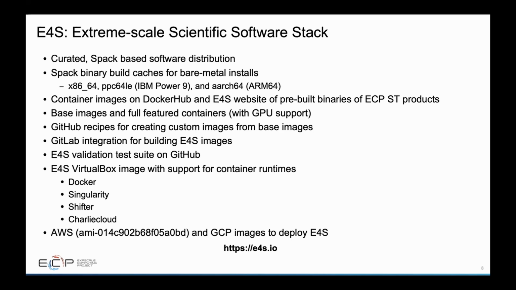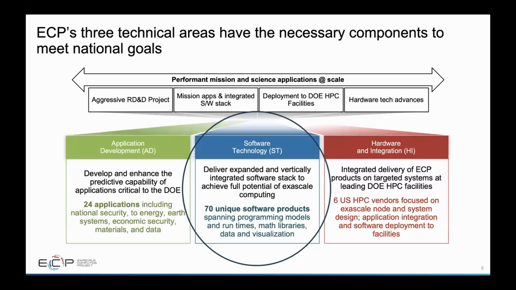So there are these three areas. ECP is the application development. We have 24 applications spanning a wide range of areas, including national security, energy, earth system, economic security, materials, and data. And then there is the software technology.